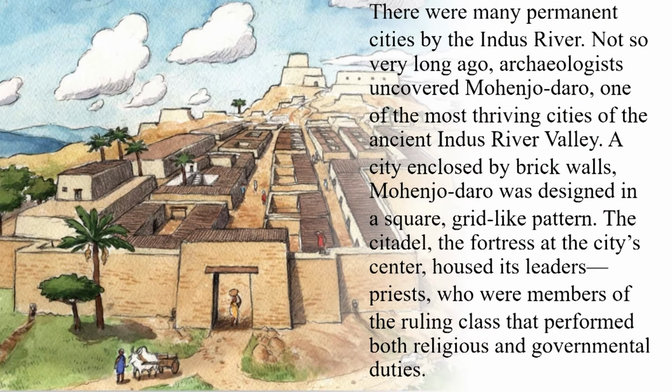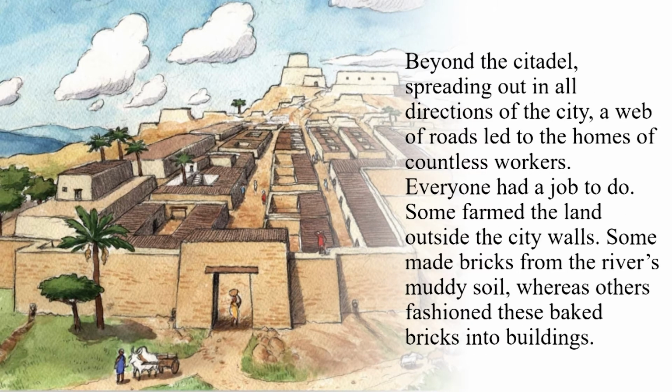Not so long ago, archaeologists uncovered Mohenjo-Daro, one of the most thriving cities of the ancient Indus River Valley. A city enclosed by brick walls, Mohenjo-Daro was designed in a small square grid-like pattern. The citadel, the fortress of the city's center, housed its leaders, who were members of the ruling class that performed government duties. Beyond the citadel, spreading out in all directions of the city, a web of roads led to the homes of the countless workers.